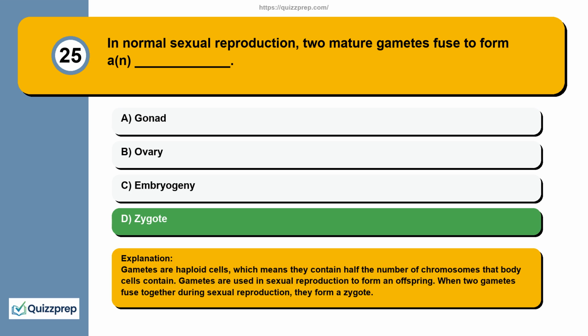Gametes are haploid cells, which means they contain half the number of chromosomes that body cells contain. Gametes are used in sexual reproduction to form an offspring. When two gametes fuse together during sexual reproduction, they form a zygote.